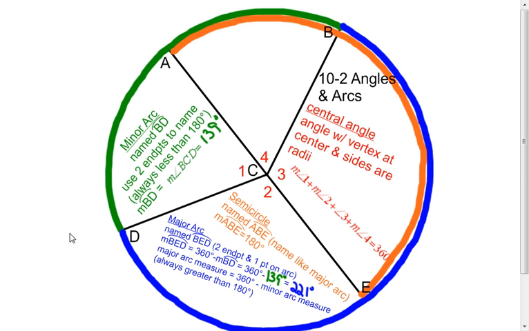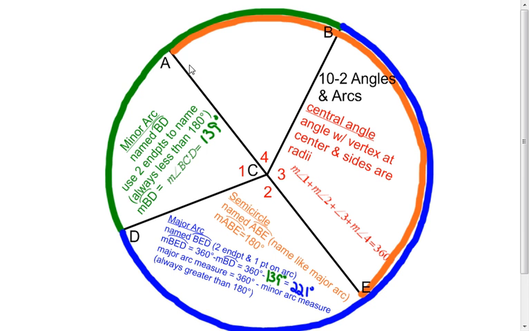Now, the last arc that I'm going to look at is half the circle, referred to as a semicircle. And you always have to use 3 points to name that one as well. It's just like the other arcs. You have to use the 2 end points. So in this case, it'd be point A and point E, and then one more point that's on the arc. So in this case, I used B.